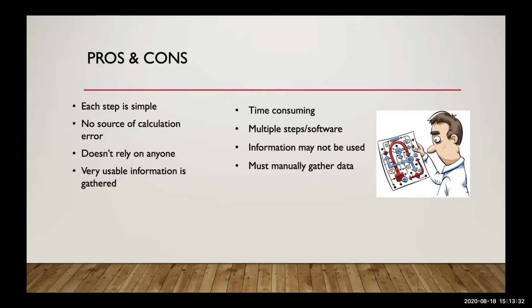Some of the pros and cons of this current process. Each step right now is very simple. It's not real complicated. There's no major source of calculation error. Like I mentioned earlier, during field verification, you may be off a couple feet here and there, but in the long run, it's nothing major. And the current process doesn't rely on anyone else. I'm not waiting on a subcontractor to fill out a DCR so I can figure out how much work they got done for the day. I'm doing everything myself.